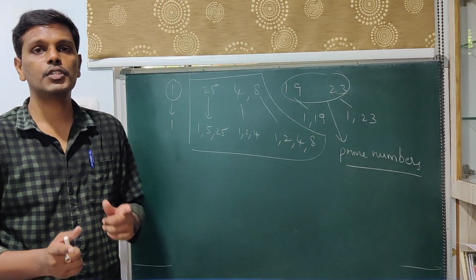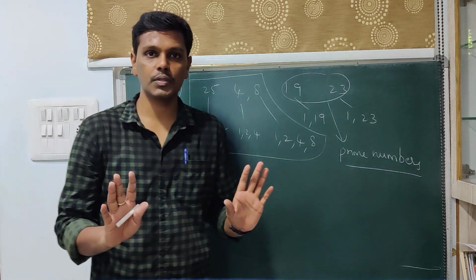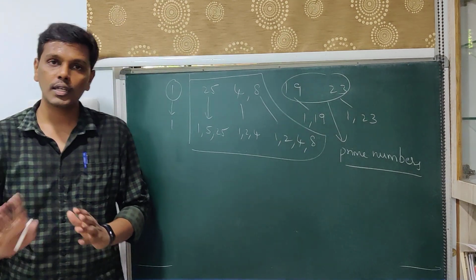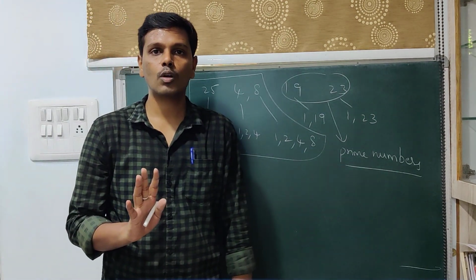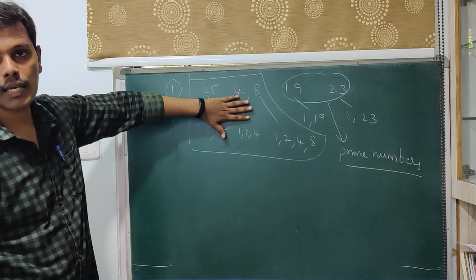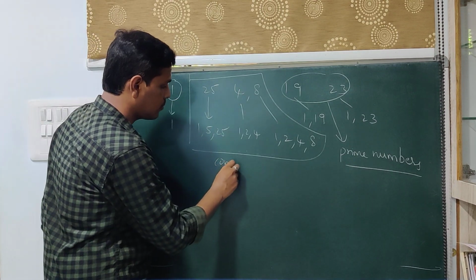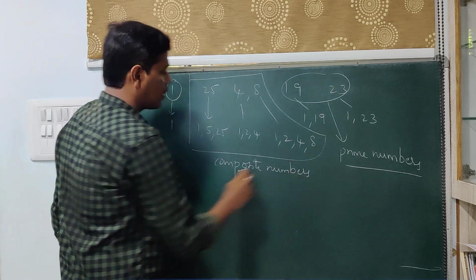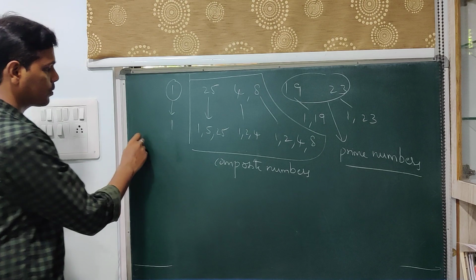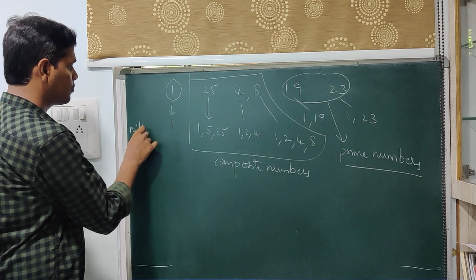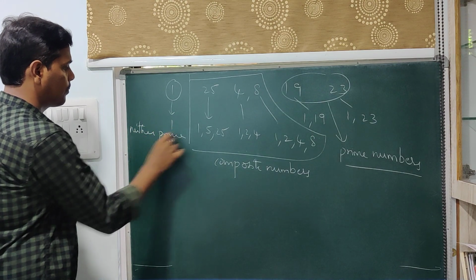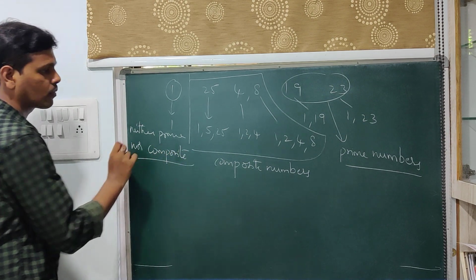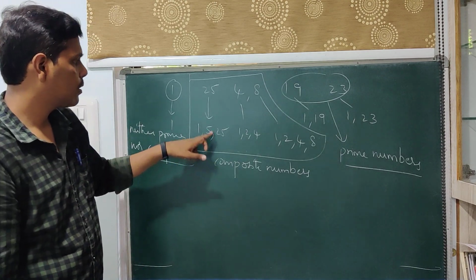And the numbers which are not prime numbers, we call composite numbers. That is, a number which is greater than 1 and not a prime number, we call a composite number. Which means that these are your composite numbers. And 1 is neither prime nor composite.